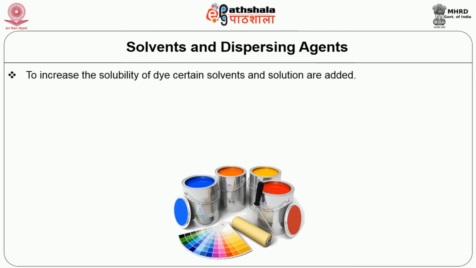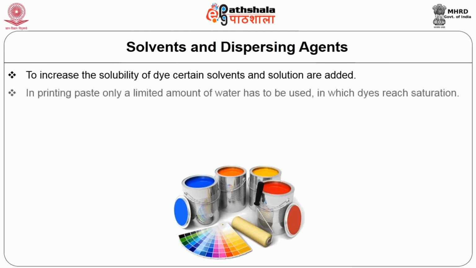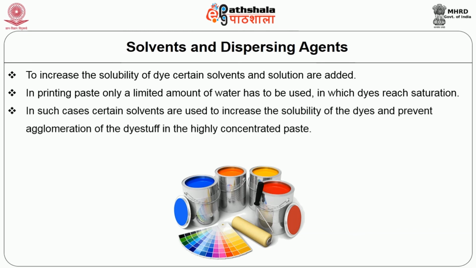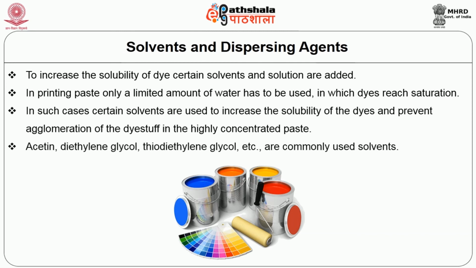To increase the solubility of dye, certain solvents and solutions are added. In printing paste, only a limited amount of water can be used, in which dyes reach saturation. In such cases, certain solvents are used to increase the solubility of the dyes and prevent agglomeration of the dyestuff in the highly concentrated paste. Acetone, diethylene glycol, thiodiethylene glycol, etc.